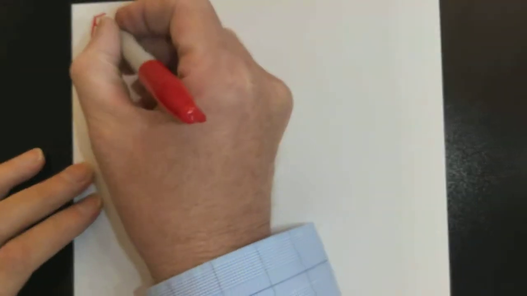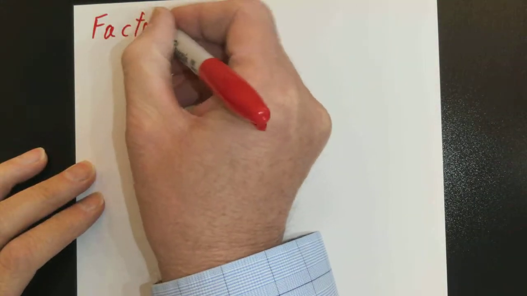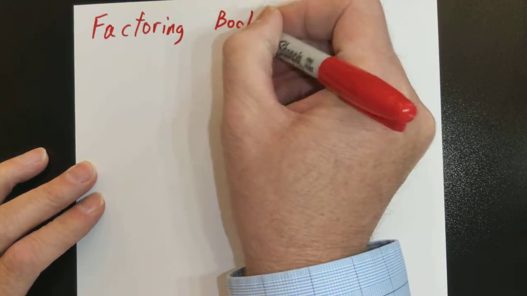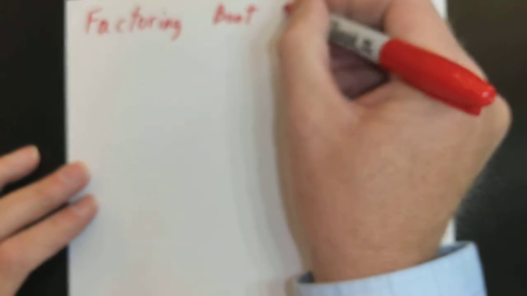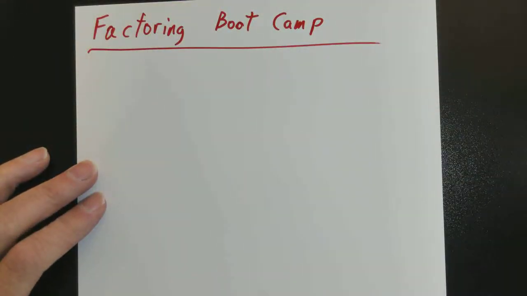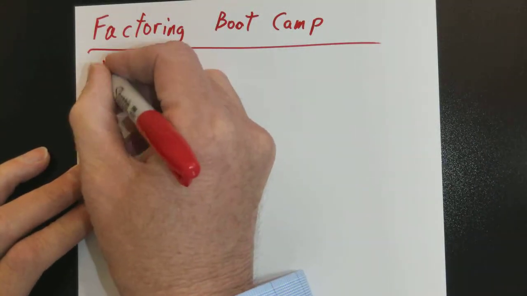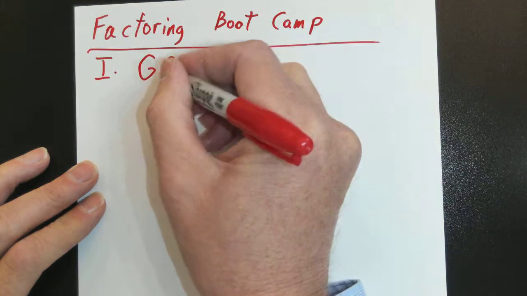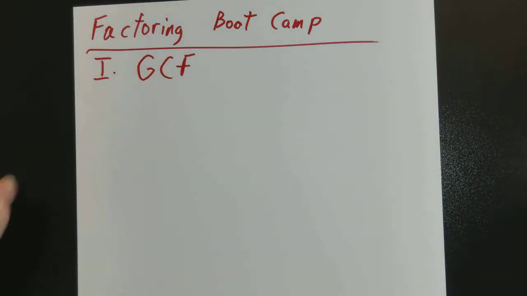All right, factoring boot camp. We might review, we might even introduce some kinds you haven't done. Our first topic is GCF, greatest common factor, pulling that out.